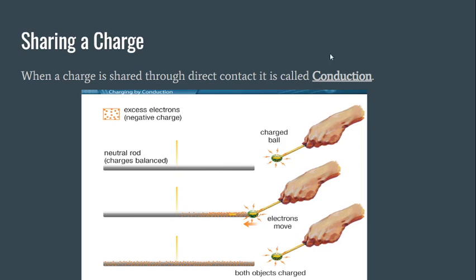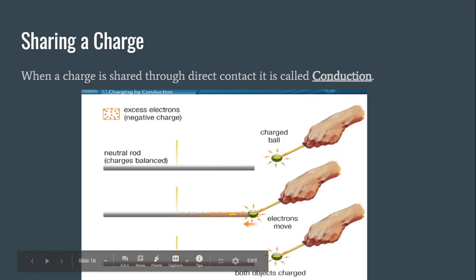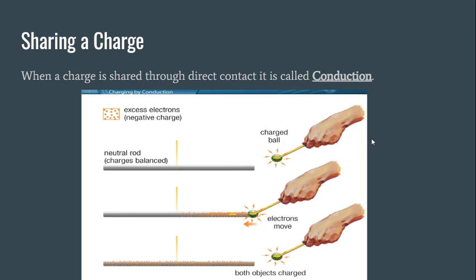Now, when a charge is shared through direct contact, as we see here, it is called conduction. And so when you have a direct contact with the other object, you have conduction. And so let's look here at this diagram. You can see some conduction going on here.